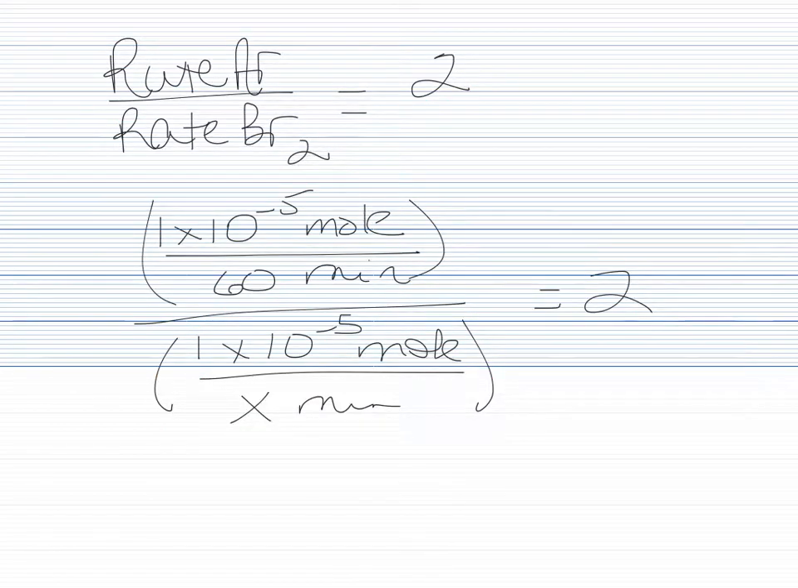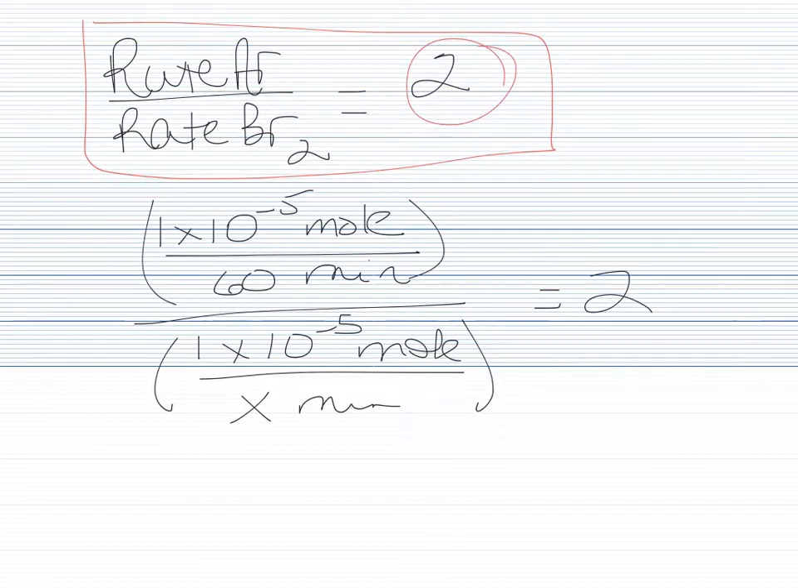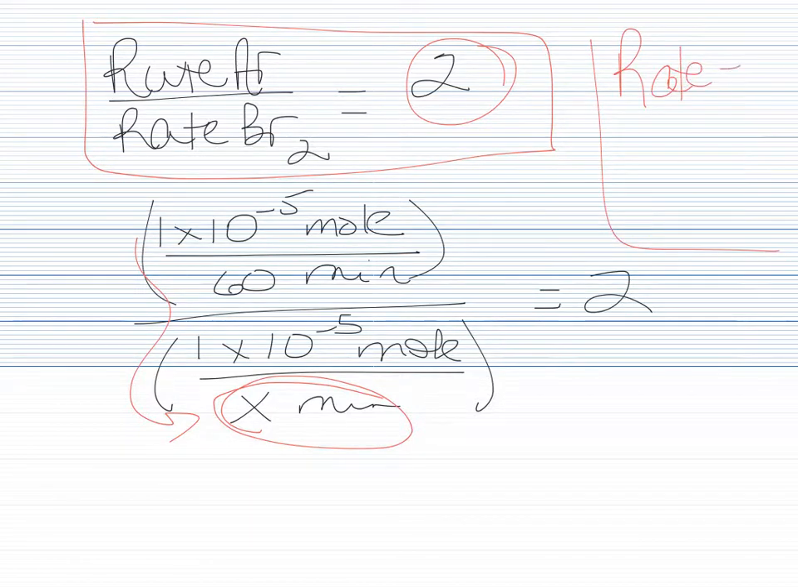So here's working that problem out mathematically. So here's the expression, hopefully you follow it on the last page, that the rate of argon is 2 times faster than the rate of bromine. Now to get to the final answer, what are we trying to solve for? We're trying to solve for the time that it took bromine. You need to remember what rate is. Rate is amount, which is moles in this case, over time. Rate is moles over time. So that's what I did here.